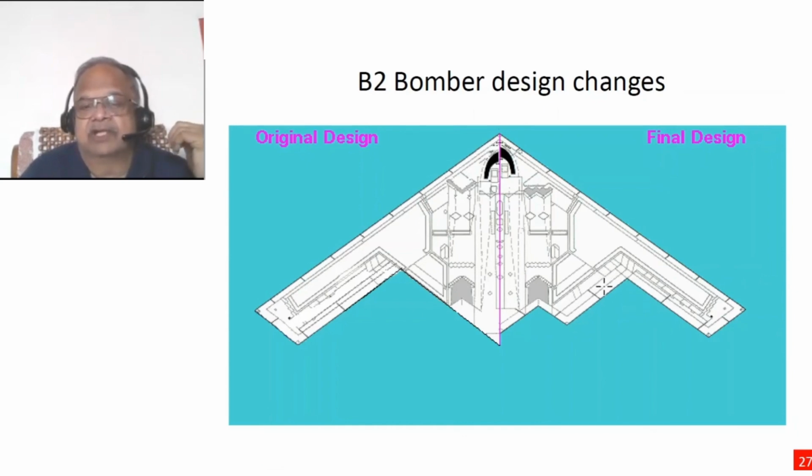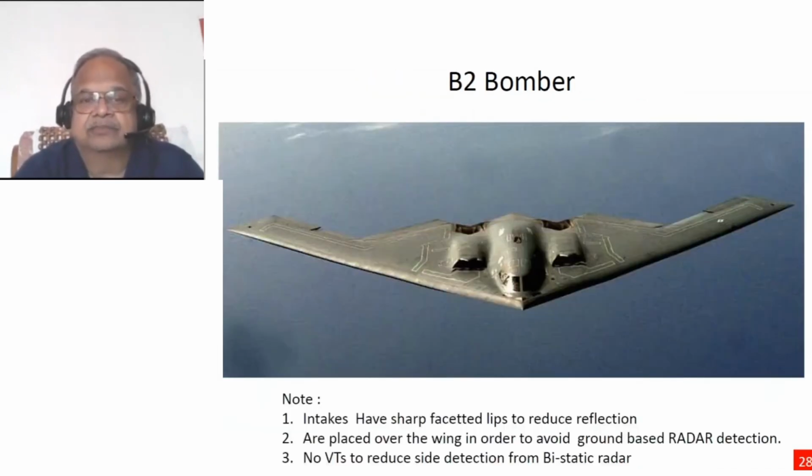You can also see multiple control surfaces here, because there is no vertical tail, and the yawing functions need to be very carefully managed using these kinds of control surfaces. So that is a challenge which needs to be attended to.